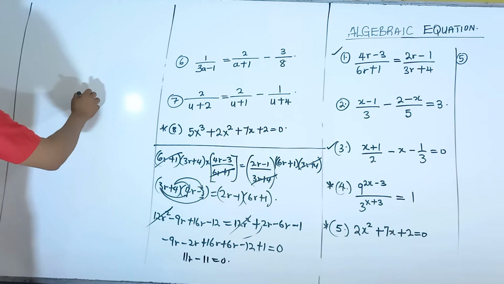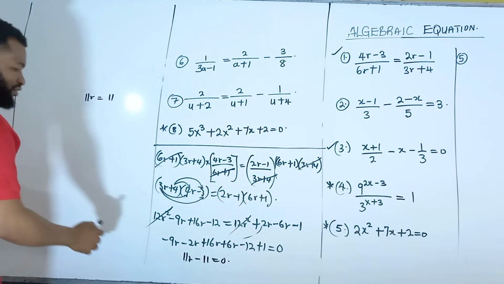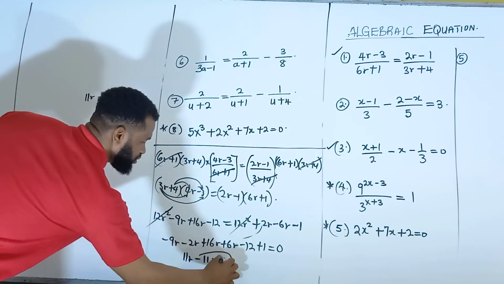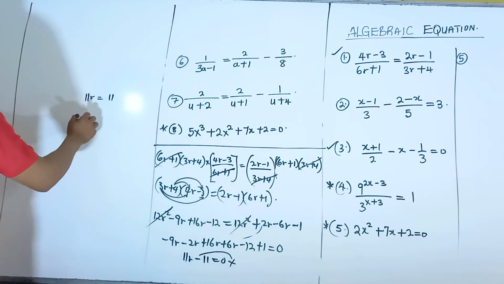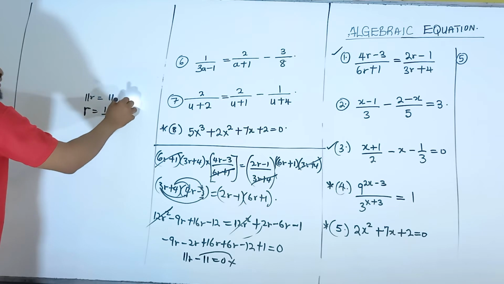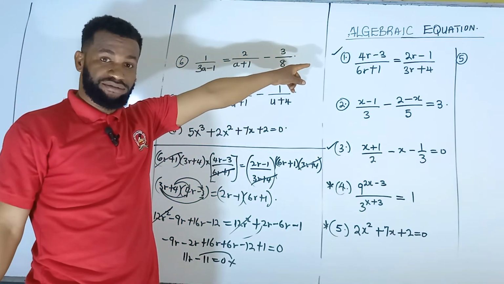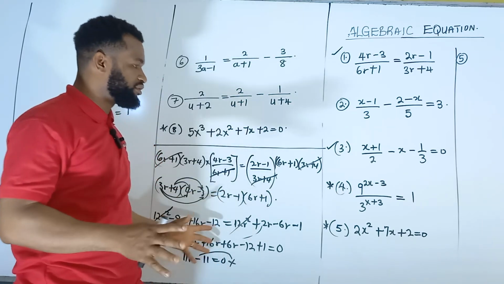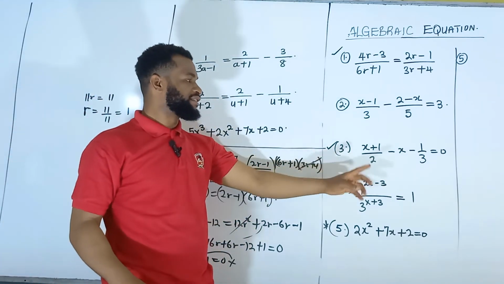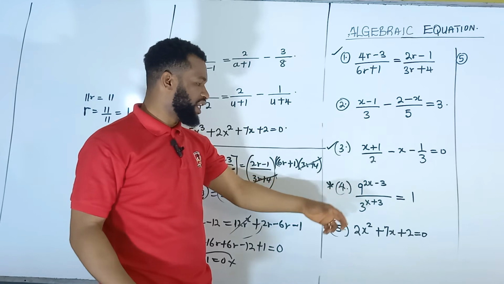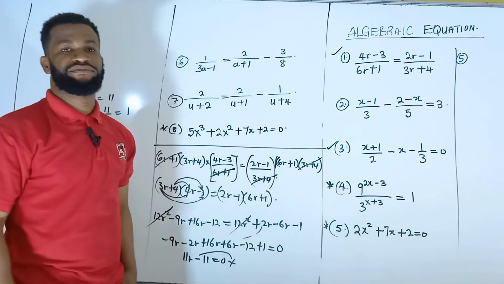So I'm going to have that 11r is equal to 11, because minus 11 we cross over to become plus. So that is it. r is equal to 11 divided by 11, which is 1. So that is how to solve that number 1. Let's do number 2 and close for today. Then next class we'll be dealing with things like this and this one.